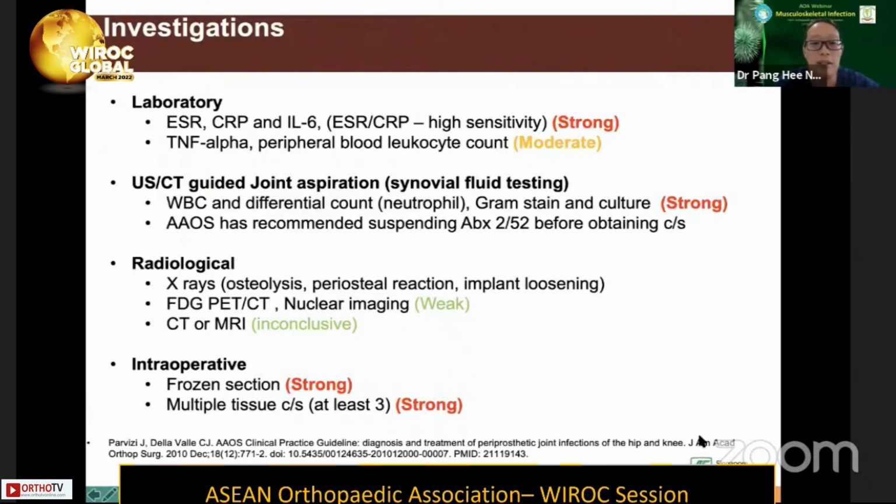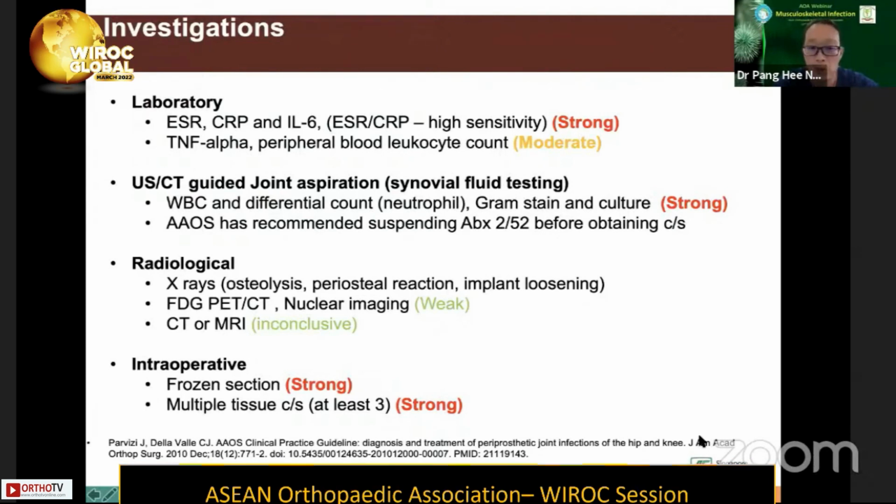Radiological evidence would be quite late, because the signs of osteolysis, periosteal reactions, and implant loosening usually happen in the very late stages. PET scans and bone scans have weak evidence. CT or MRI: CT scan is good to assess for bone loss before the revision surgery, and MRI to assess for collection if you want to aspirate.